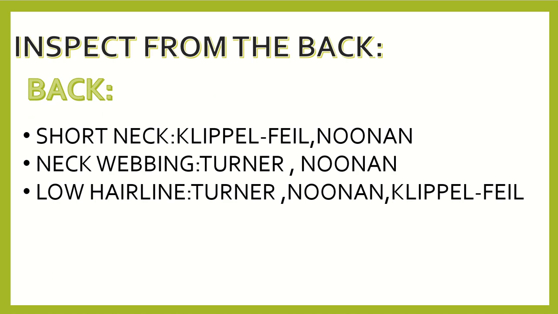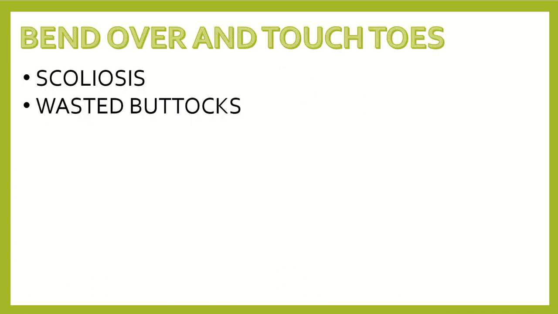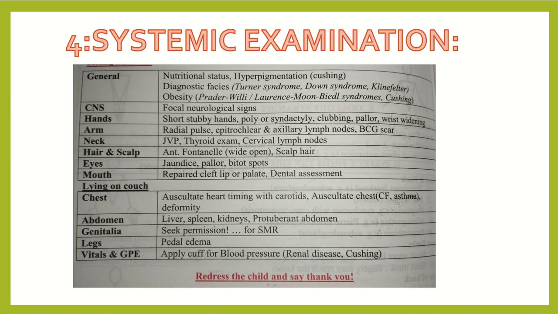So first look at the back. If there's any short neck, that will be present in Klippel-Feil and Noonan syndrome. If there is any neck webbing, that will be present in Turner and Noonan syndrome. If there is any low hairline, that will be present in Turner, Noonan and Klippel-Feil syndrome. Here you can see the short neck in Klippel-Feil syndrome. Then make the child bend over and touch the toes. Over here you can find out any scoliosis if present or wasted buttocks.